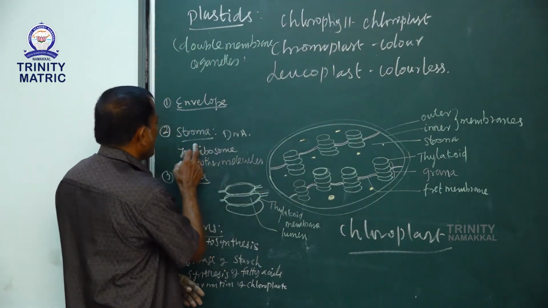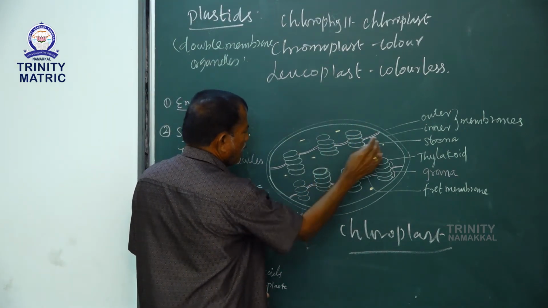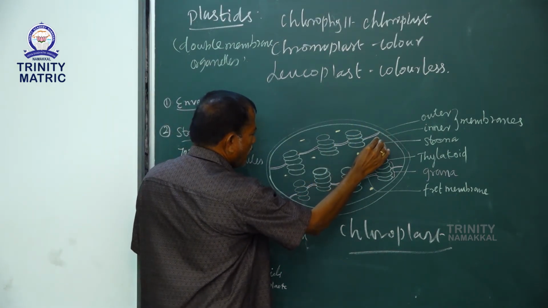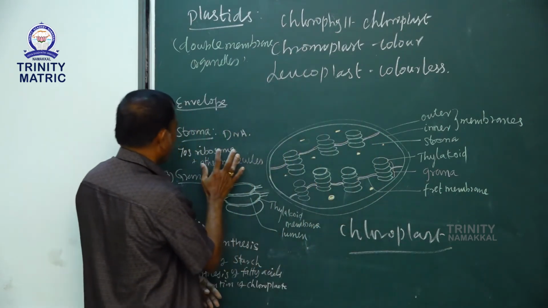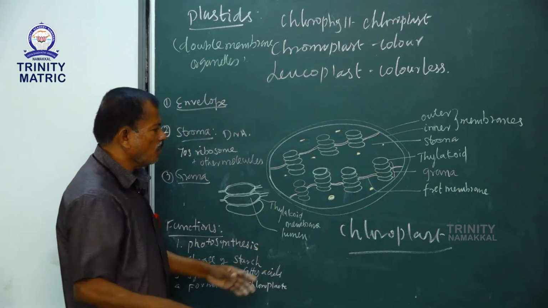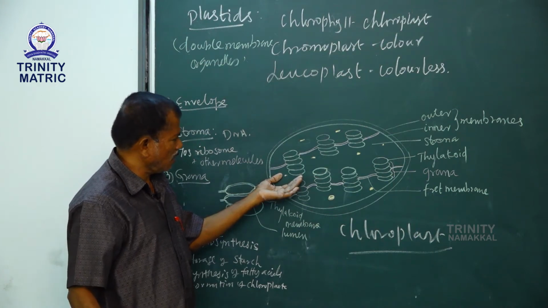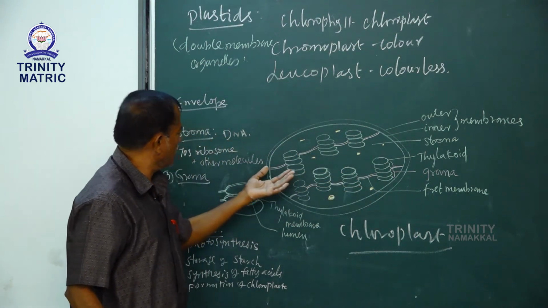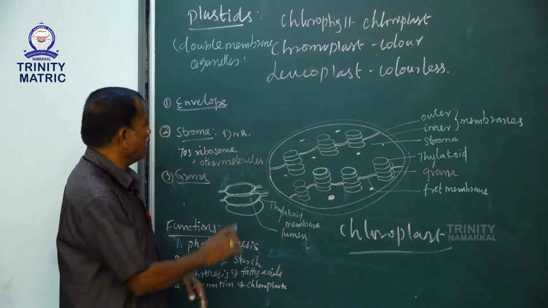And the second part is called stroma. So the matrix is present below the inner membrane. This region is called the stroma region. What's the name? Stroma region. The stroma is also a gel or colloidal structure in this matrix region.